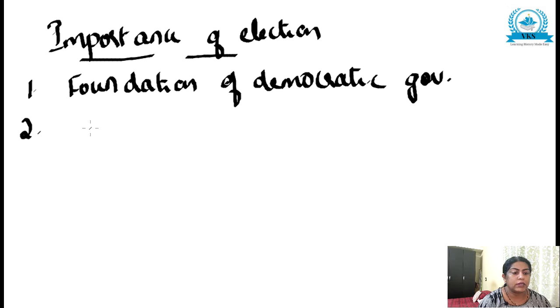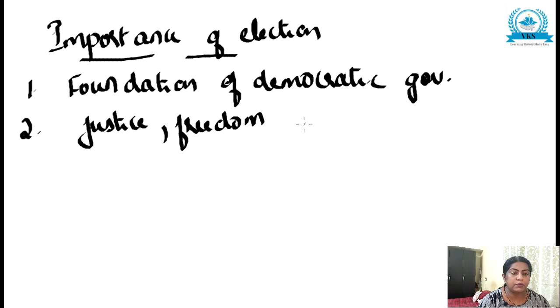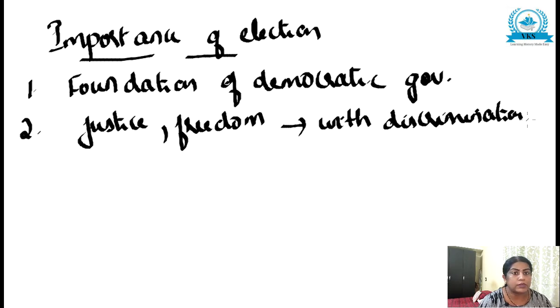The second point, it is a key component to provide justice and freedom to all without any discrimination. Elections are based on universal adult franchise. So there we have justice and freedom for everyone and there is no discrimination there. It is a key component to provide justice and freedom to all without any discrimination.